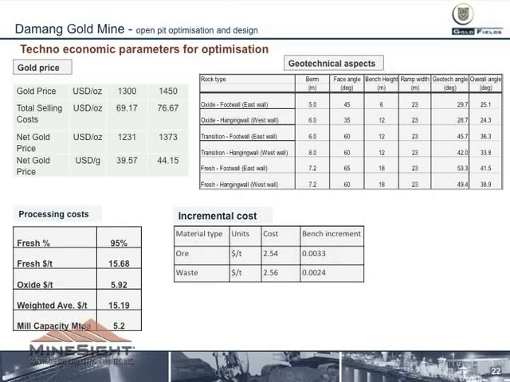Now, these are the techno-economic parameters that we feed into optimization. We have our gold price, our selling cost. We deduct it from the gold price to get our net gold price, which feeds into the optimization. We have our fresh material processing cost, and our oxide processing cost. And then also we have our mining cost here, the reference mining cost, and how the cost increases as we go down the benches. Actually, we used a different application for this calculation. And then these are also the geotechnical parameters that feed into the optimization.